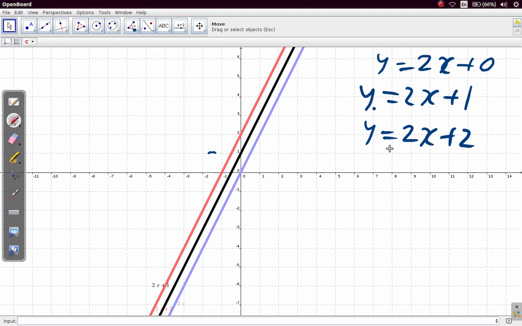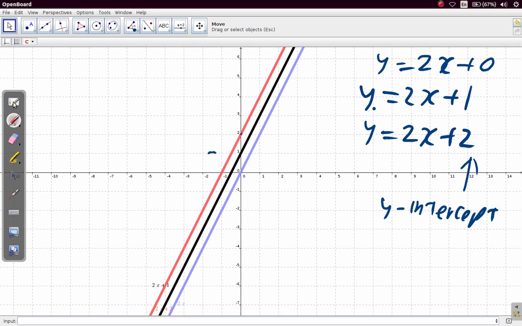So we can look and see that this number at the end is the point where the line crosses the y-axis. This is called the y-intercept. That's where the y-axis is intercepted by the line that we plot. All right? So it's the y-intercept.